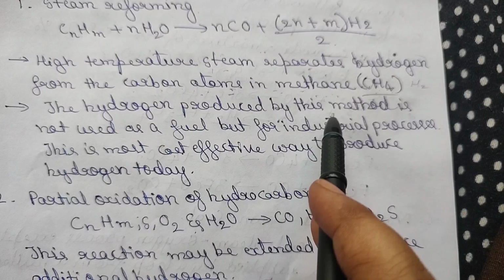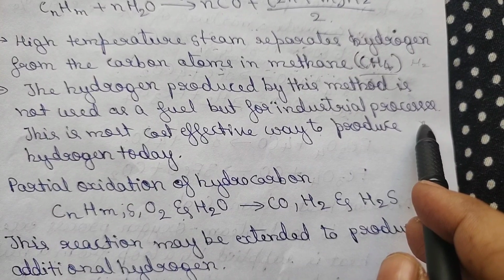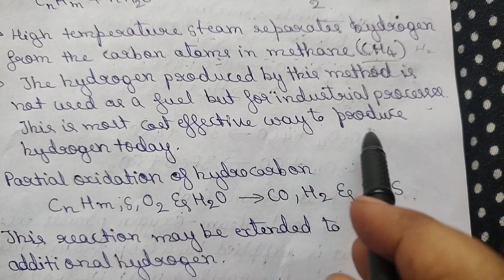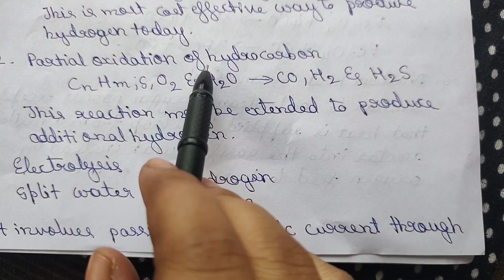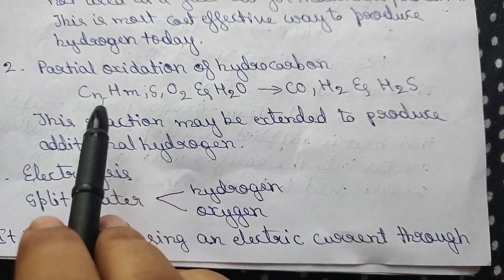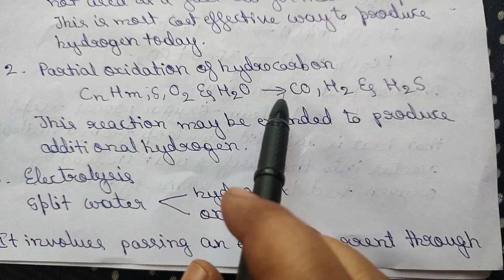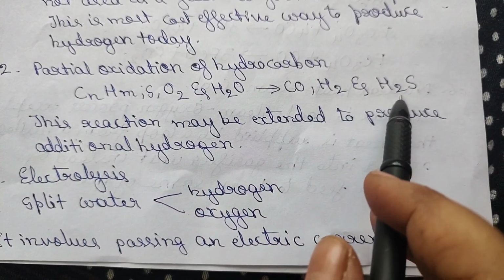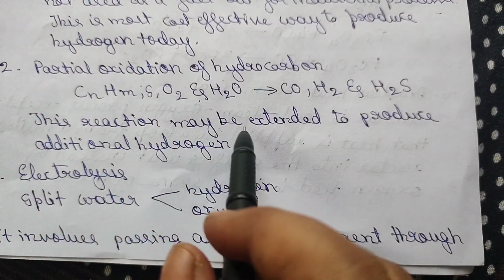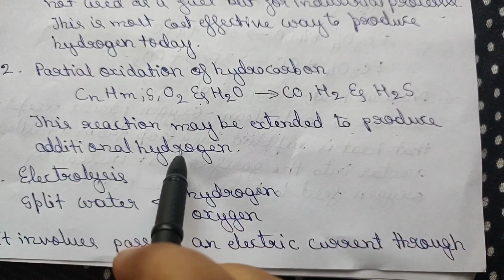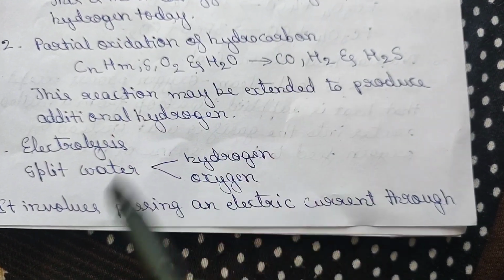The hydrogen produced by this method is not used as a fuel but for industrial processes. This is the most cost-effective way to produce hydrogen today. Second is partial oxidation of hydrocarbon. CnHm, with SO2 and H2O, the output is CO, H2 and H2S, hydrogen sulfide. This reaction may be extended to produce additional hydrogen. This is partial oxidation of hydrocarbon.